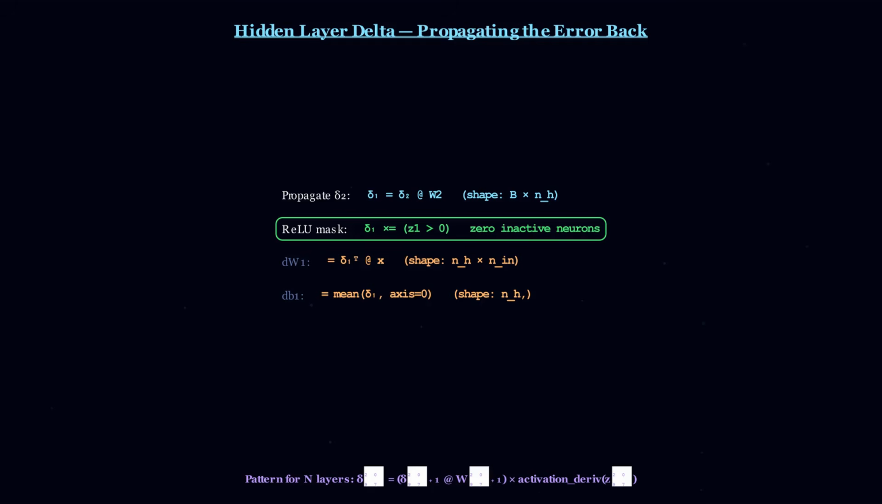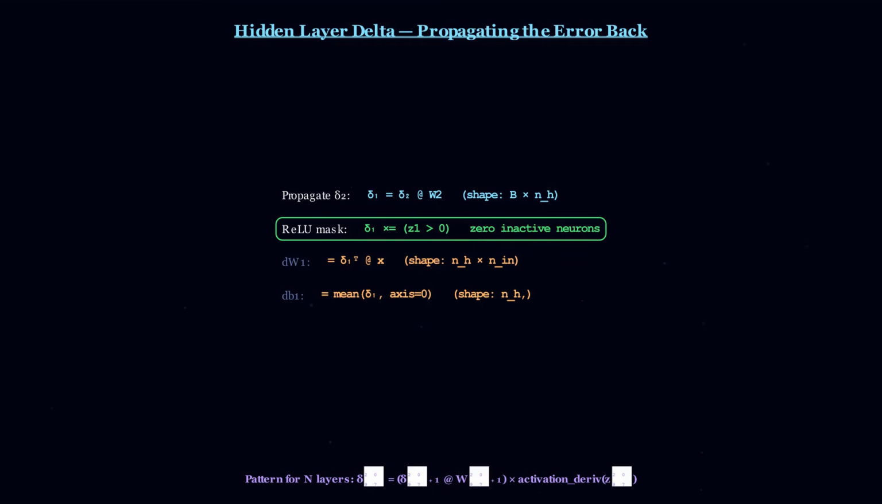Delta 1 equals delta 2 times W2, element-wise multiplied by the ReLU derivative at Z1. The ReLU derivative is the Heaviside step function, 1 where Z1 was positive, 0 where Z1 was negative or 0. In NumPy, written as Z1 greater than 0. This masks out the neurons that were inactive, their gradient is 0, they didn't contribute. So, delta 1 equals (delta 2 @ W2) element-wise multiplied by (Z1 > 0). Delta 1 is shape b by n_hidden.